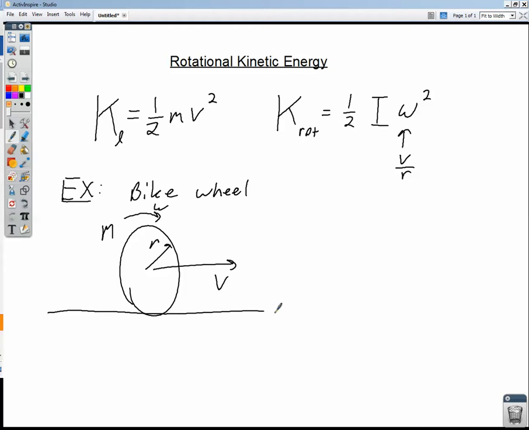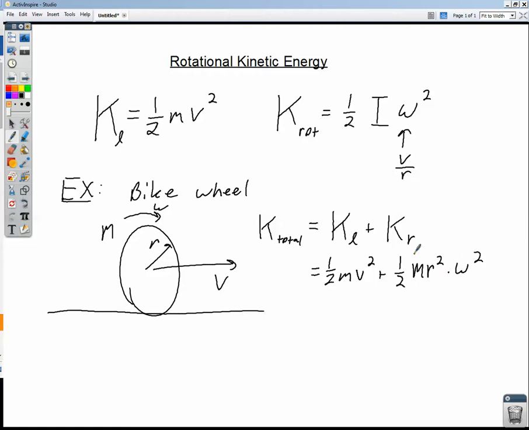To look at the total kinetic energy of this bike wheel, we would have to add up the linear kinetic energy plus the rotational kinetic energy. The linear kinetic energy is going to be half the mass of the bike wheel times the velocity squared, and the rotational kinetic energy is going to be half of I. Let's go ahead and say that this is a hoop. We're going to ignore the spokes. The spokes are light enough. And I for that is going to be mr squared times omega squared, remembering that mr squared is the rotational inertia for a hoop.